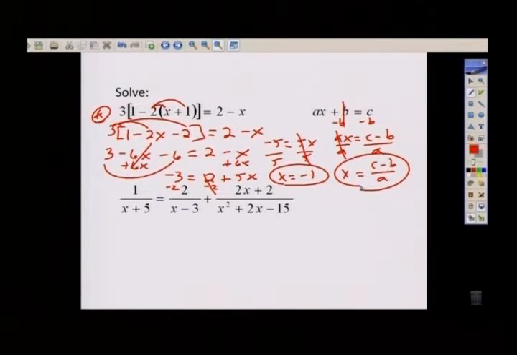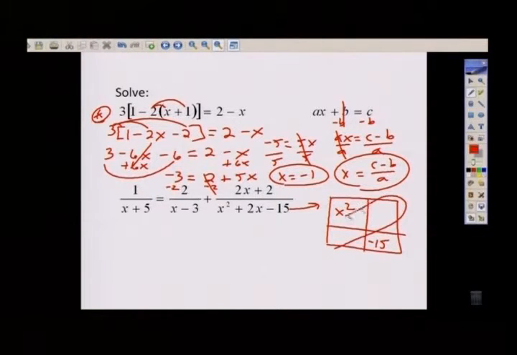Now the last one, we're going to have to do a little more work. And on this one, before we begin the problem, I should look to see if there's any restrictions on my domain. So the first thing I think I'm going to do is factor that expression. So I'm going to take the box method, and I'm going to put x squared, the -15, and then this quantity here has to add up to a positive 2x.